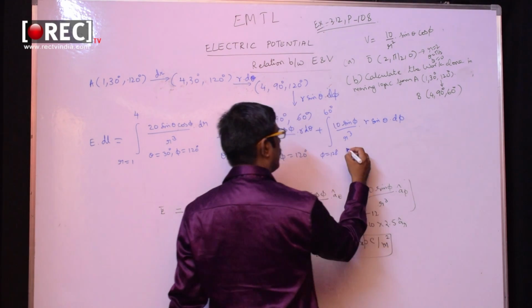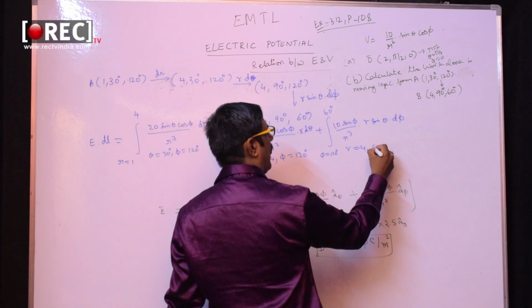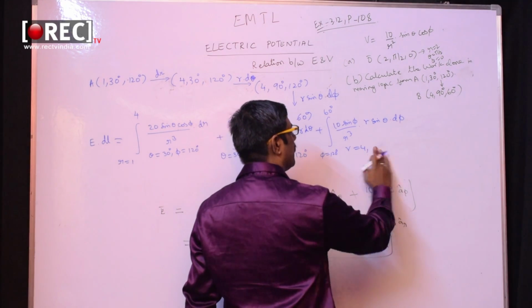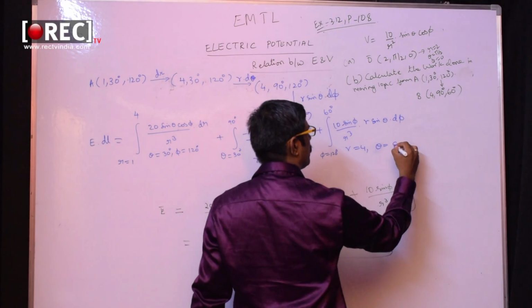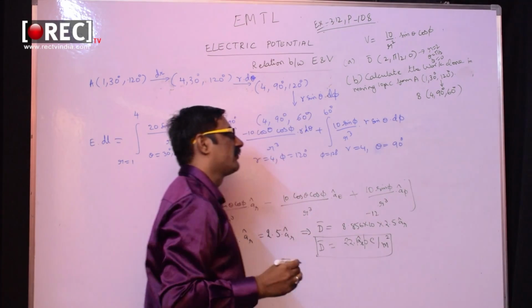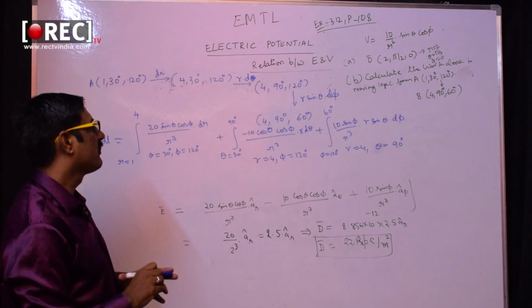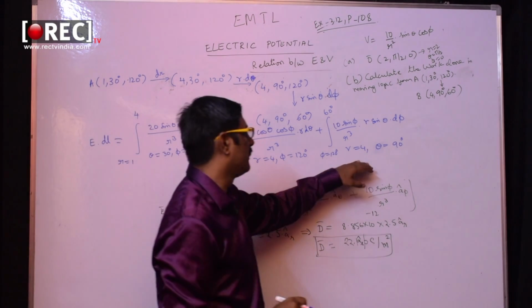And of course, what are the values? r takes a value of 4, and theta takes a value of, what is the last value of theta we have? It is 90 degrees. So theta takes a value of 90 degrees. Okay, so this is how we are going to evaluate.